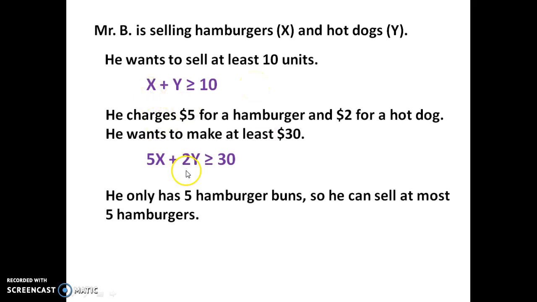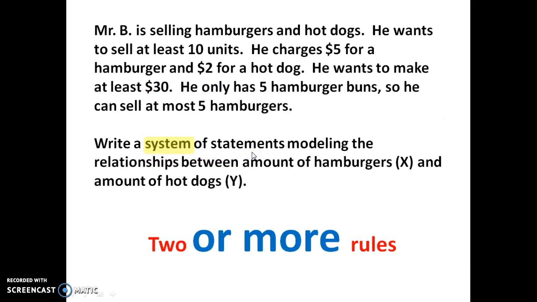And our final restriction is that he only has 5 hamburger buns, so he can sell at most 5 hamburgers. So we have 5 hamburgers. X represents hamburgers from up at the top here. So we have X, and X has to be at most or less than or equal to 5. So this is our system of inequalities.